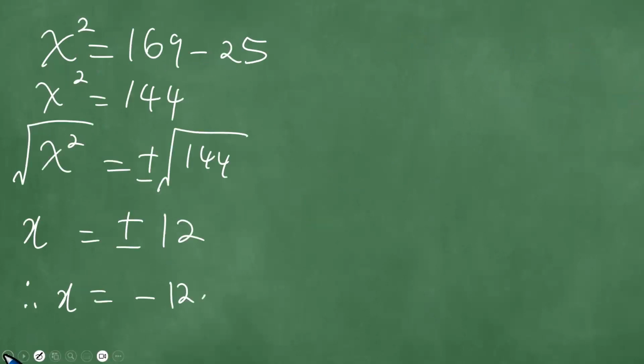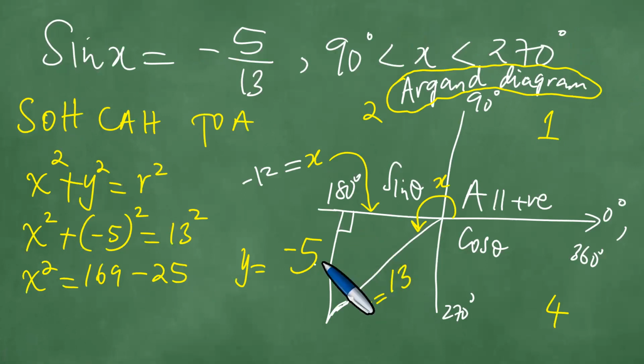We go back to the diagram. And we say, okay, if we're dealing with the opposite, opposite the angle is minus 5. The adjacent is minus 12. This is the opposite side because this is like the angle x here. So the opposite side is minus 5. The adjacent is the other side, which is minus 12. So from TOA, opposite over adjacent is minus 5 over minus 12. Good.